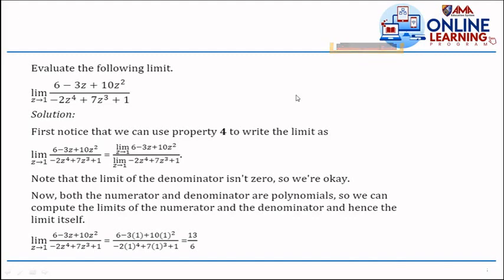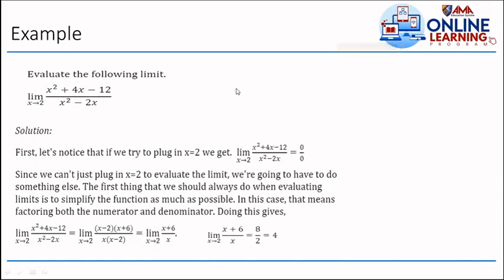Okay naman po. Next, evaluate the following limit. X squared plus 4x minus 12 divided by x squared minus 2x as x approaches 2. O, ngayon, division ulit tayo. Sabi dito sa solution, first, let's notice that if we try to plug in x is equal to 2, we get 0 all over 0. O, check natin. 2 yung limit natin.